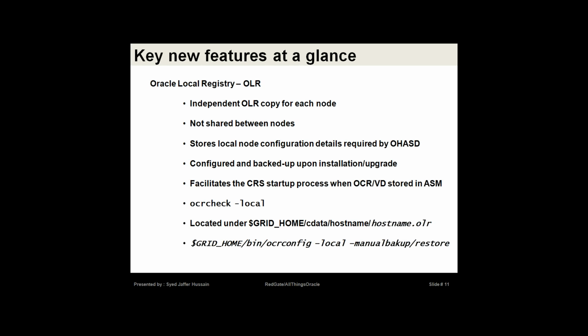You can also check the details with ocrcheck -local. It will show the size and where it is located. The file will be stored under the Grid home, cdata, and then the host name, maybe rac1, rac2, whatever host you are using. The file name will start with the host name with the extension .olr. Similar to how you back up the OCR manually, you can back up the local OCR as well.